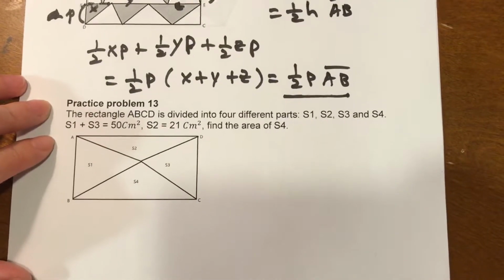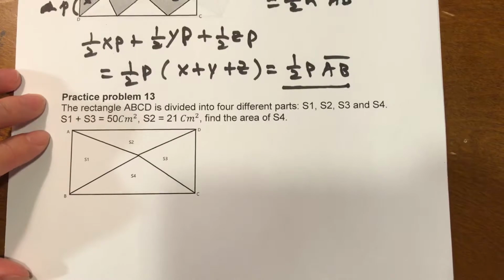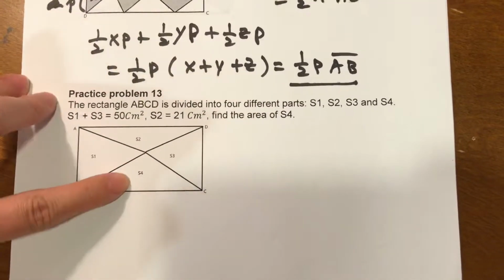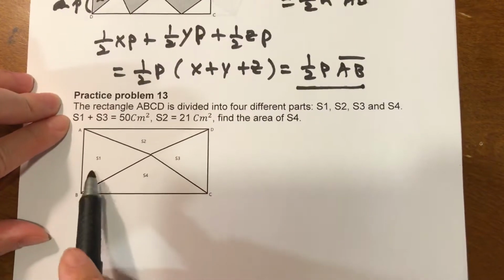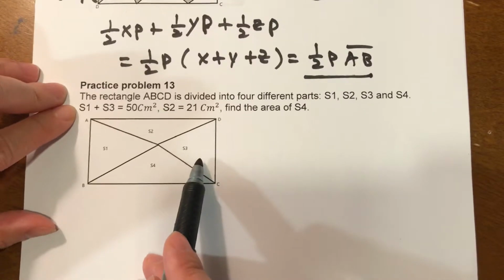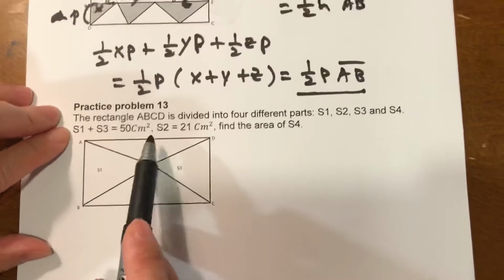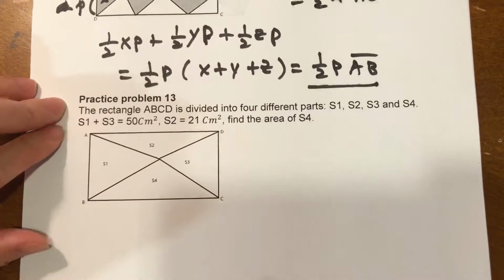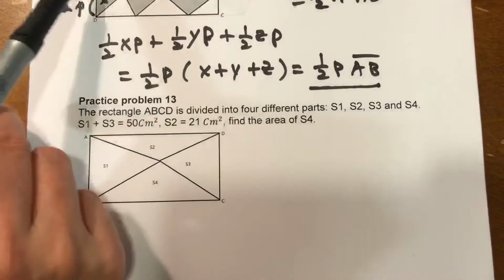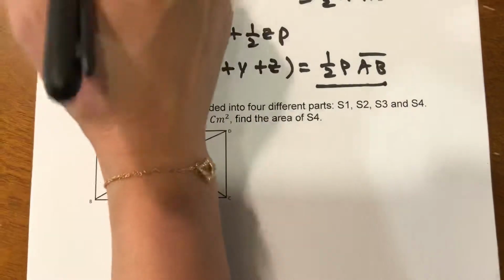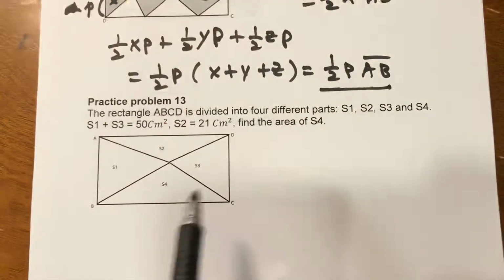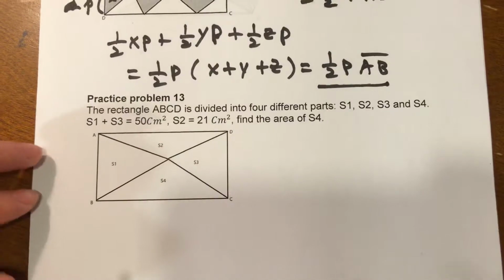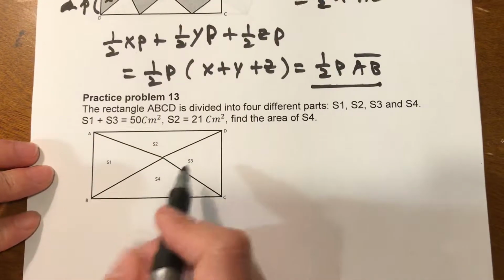Practice problem 13. The rectangle ABCD is divided into 4 different parts: 1, 2, 3, and 4. And we have S1 plus S3 equals 50 centimeters squared, and S2 is 21. Find the area of S4. Using the same property that we showed in problem 12, students should be able to find it quite easily. Let's give some hints.